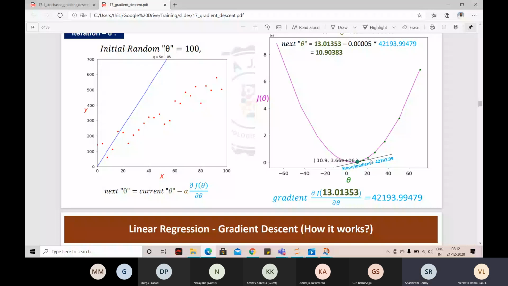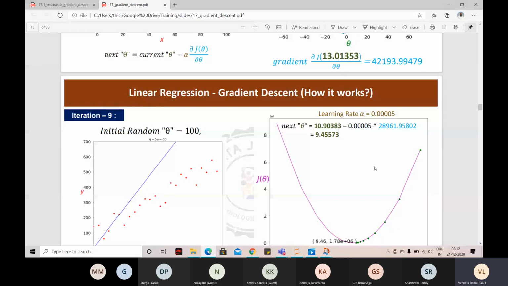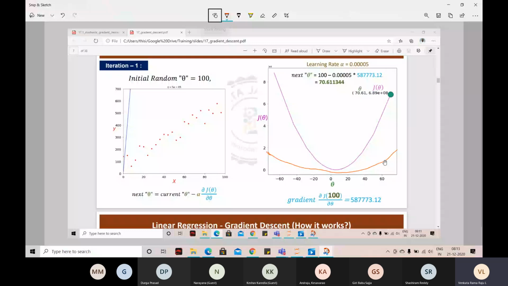Slope is reducing, right? So if you get a graph like this, what happens to the slope? You get a graph like that. I'm unable to draw properly. Plot the graph. What is happening to the slope? The top of the parabola, the slope initially is very high and slowly it starts reducing and almost becomes 0.